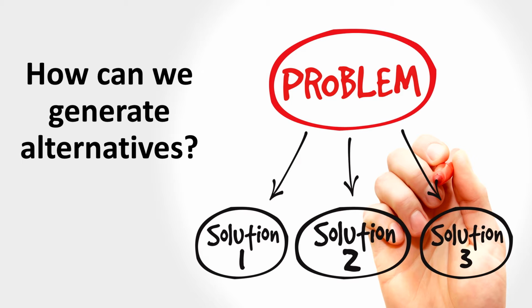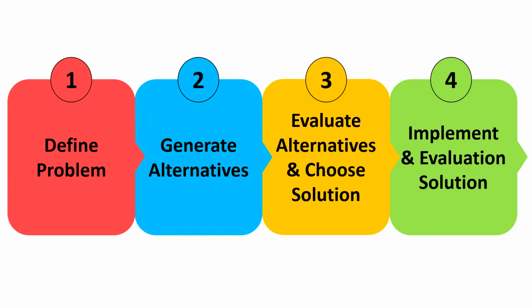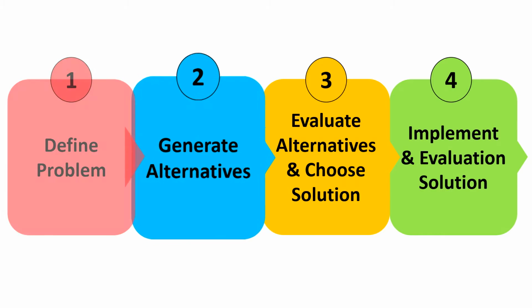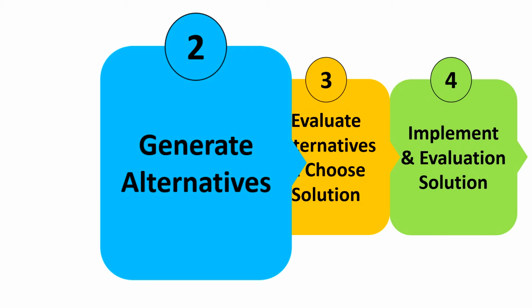How can we generate alternatives? Once we've defined the problem, the second step of the decision-making process involves coming up with alternative solutions to the problem. Let's take a closer look.